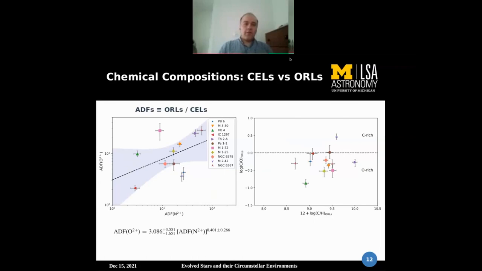There is also a correlation between the abundance discrepancy factor of oxygen and nitrogen. However, we should note that most nitrogen 2 lines are contaminated by resonance fluorescence excitation in some objects, so this contributes to this correlation being very weak. And as you see, most results are consistent with oxygen-rich material.